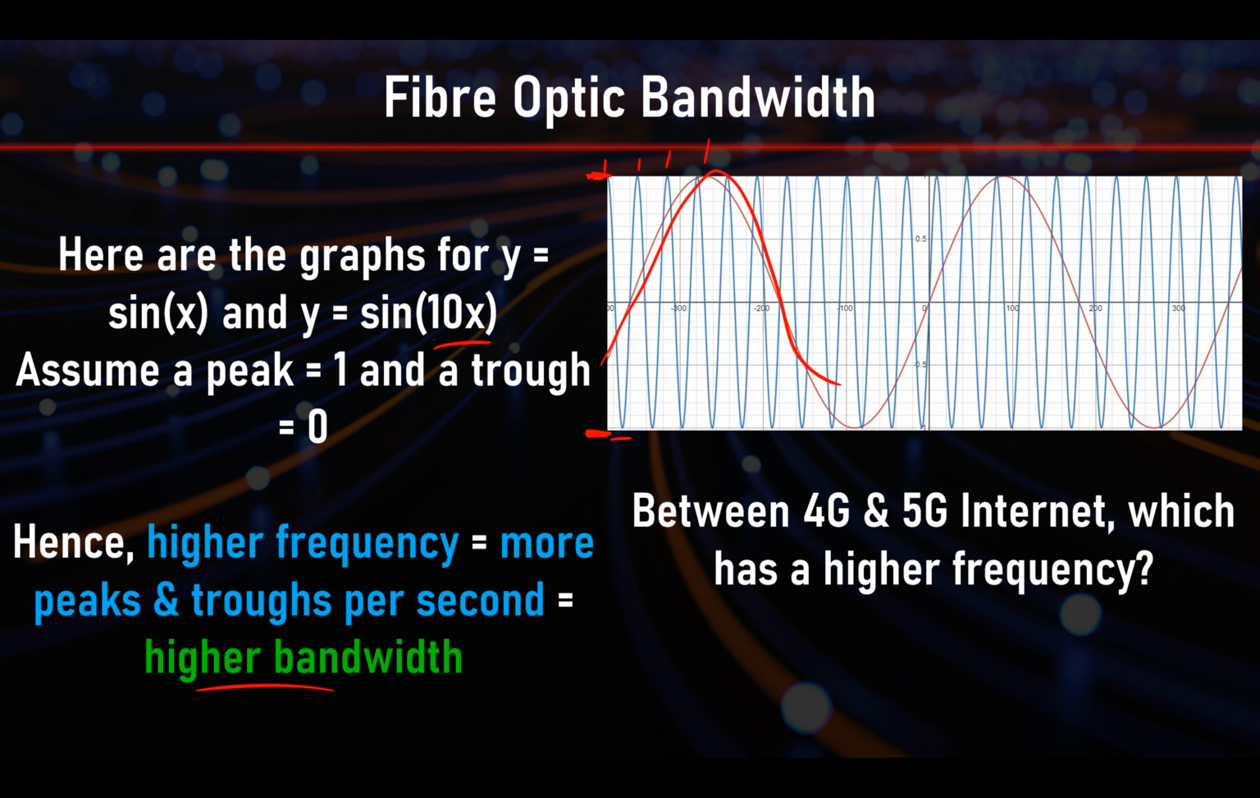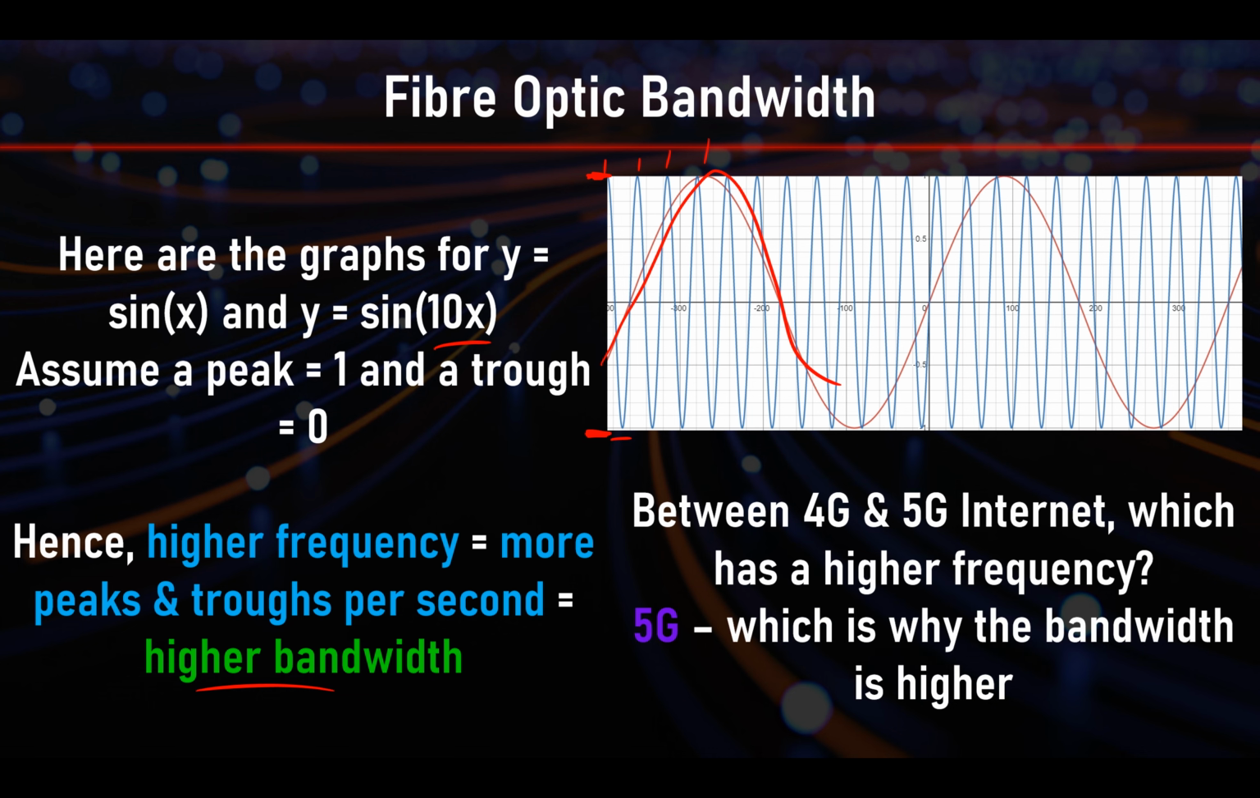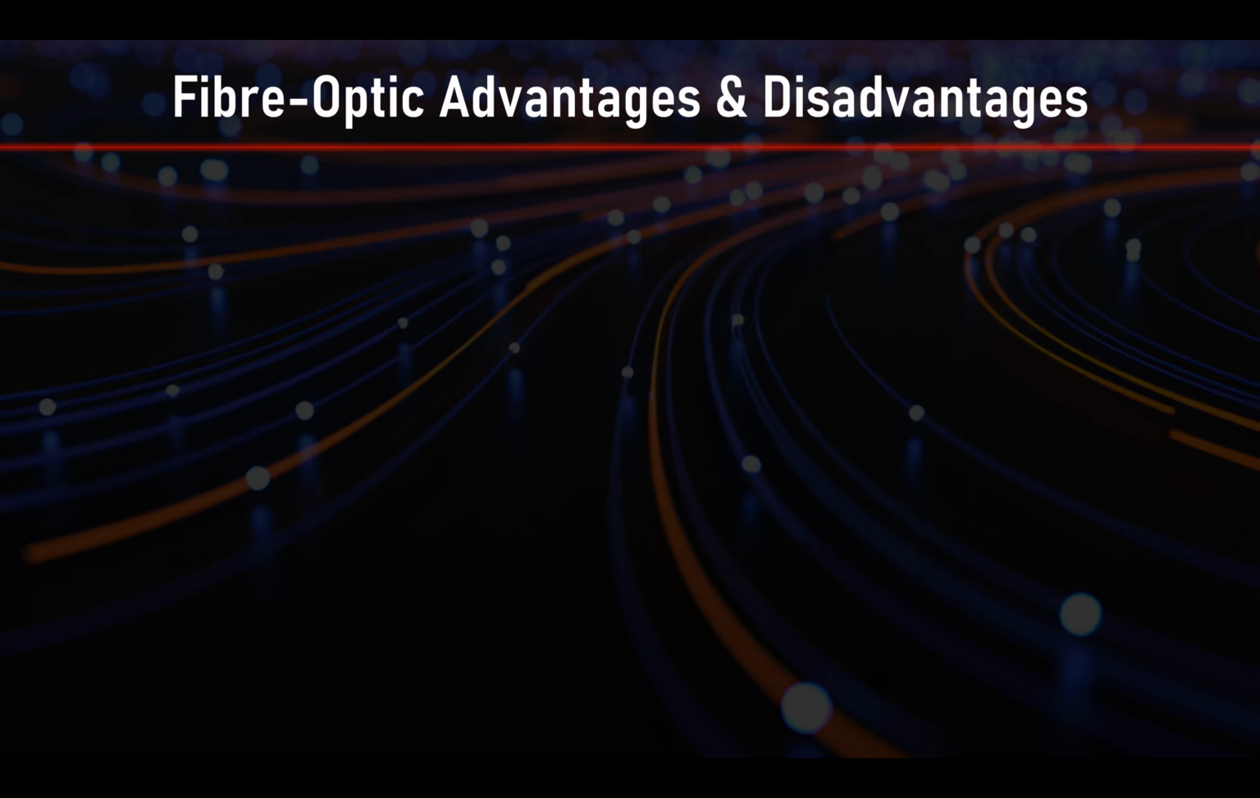So if we put this into a real life example, let's think between 4G and 5G internet, right, which has a higher frequency? I think people probably know 5G has a higher frequency. And because of this, this is why the bandwidth is higher, because of this simple property.